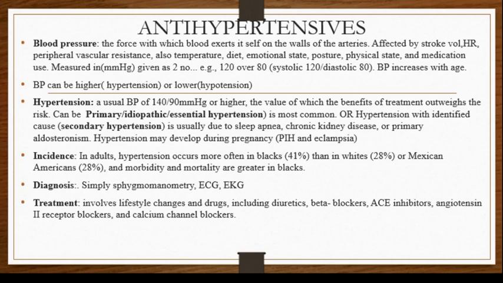Hypertension can also have an identified cause, and this is usually secondary hypertension. So don't forget, we have primary or essential hypertension and we have secondary hypertension. Secondary hypertension may be due to chronic kidney disease, sometimes sleep apnea, or even primary aldosteronism. It's very important to note these points.